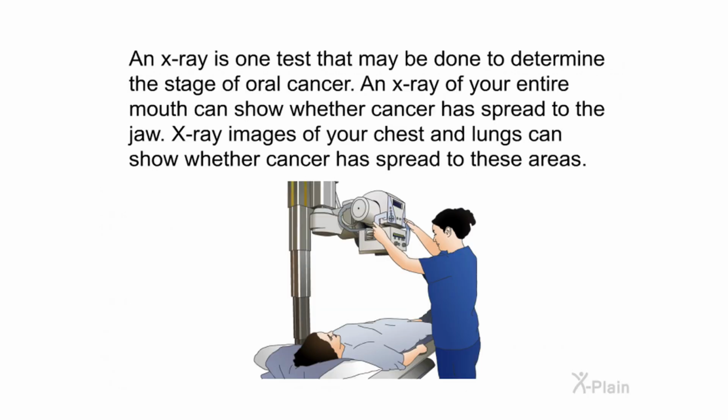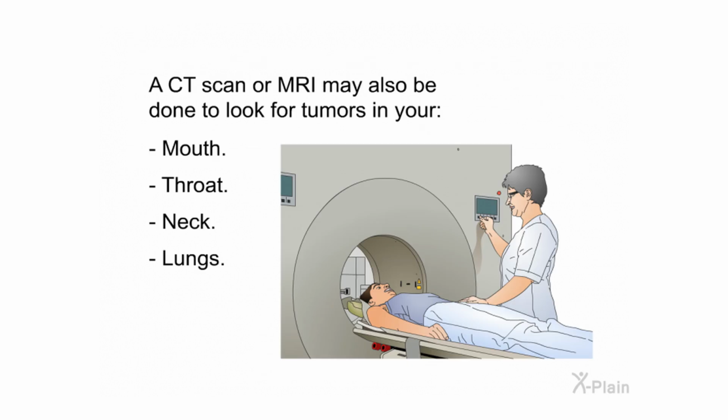An X-ray is one test that may be done to determine the stage of oral cancer. An X-ray of your entire mouth can show whether cancer has spread to the jaw. X-ray images of your chest and lungs can show whether cancer has spread to these areas. A CT scan or MRI may also be done to look for tumors in your mouth, throat, neck, lungs.